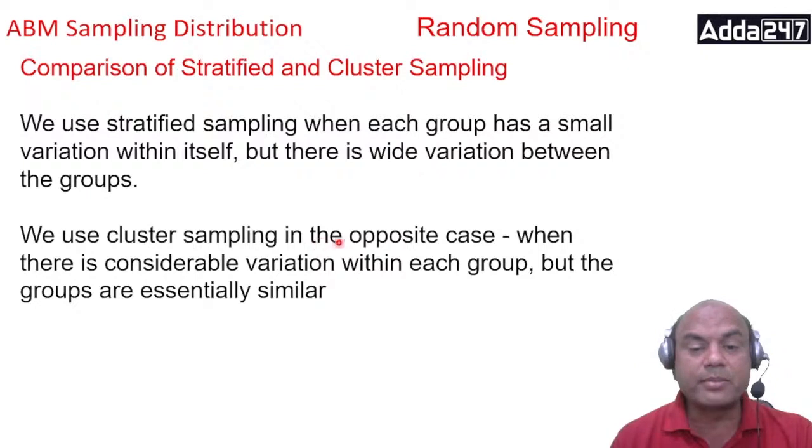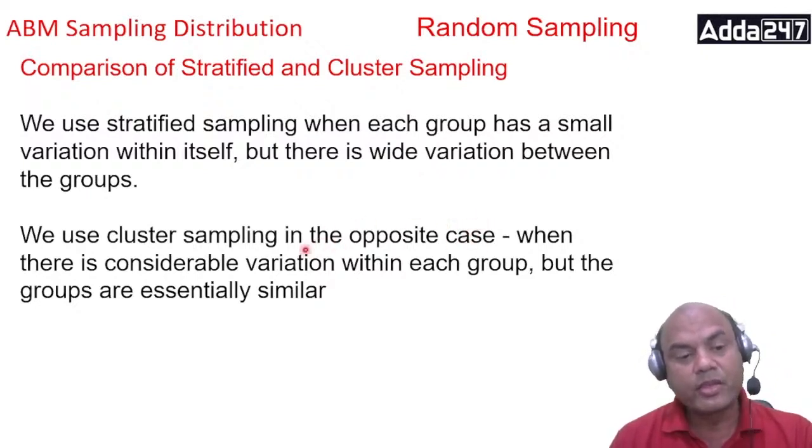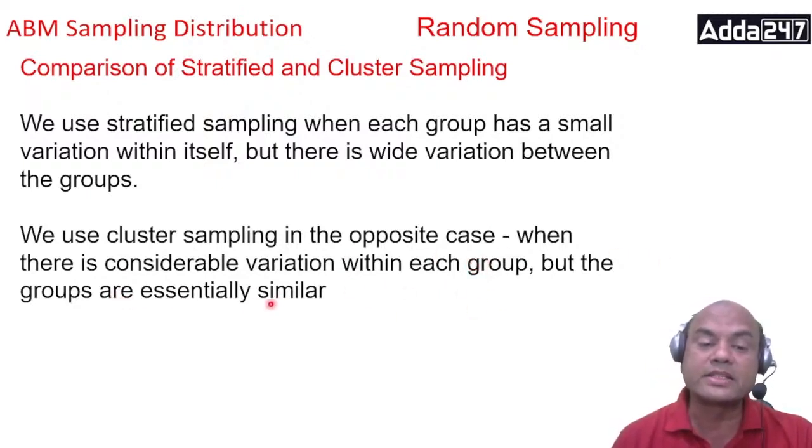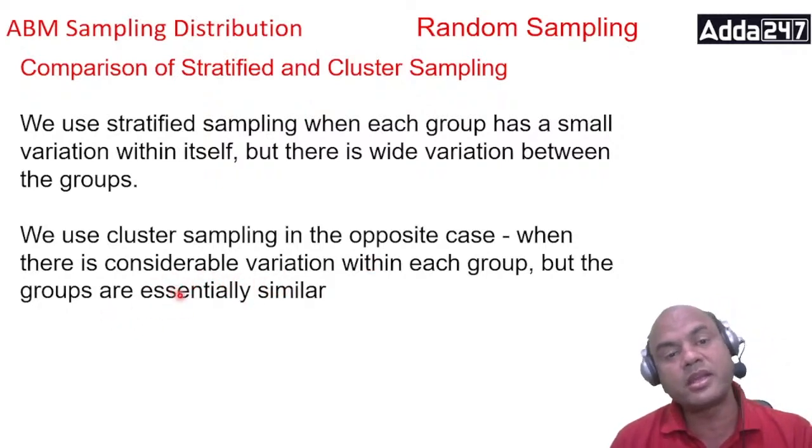We use cluster sampling in the opposite case. When there is considerable variation within the group, Goa, MP, UP, but groups are essentially similar. Means in Goa also I am having 80 to 90%, in UP also I am having, in Tamil Nadu also having, everywhere, right?